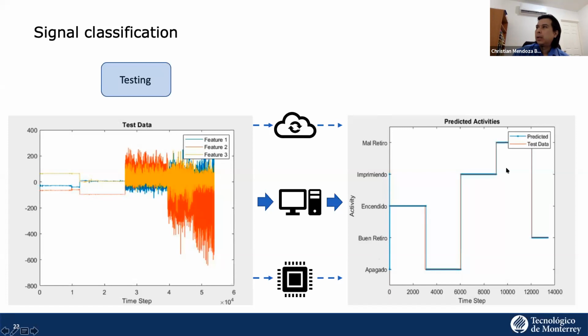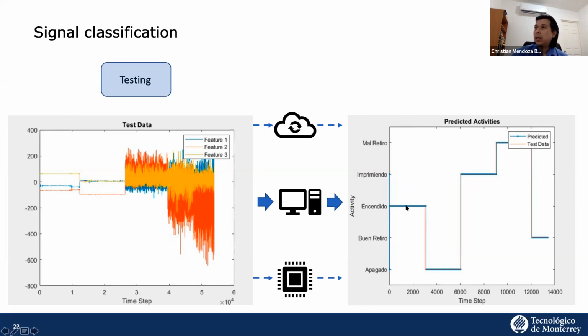Remember that these are just different states of the machine when we use it. Maybe you can see it here. There are two overlapping lines, a blue one and a reddish one. The red or orange one is the test data, the data that we are sending into the computer model. And the blue one is the predicted outcome, the predicted classification for the activities being performed by the people.